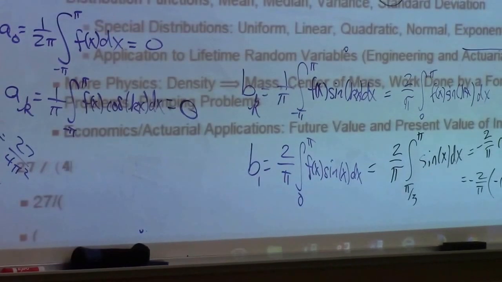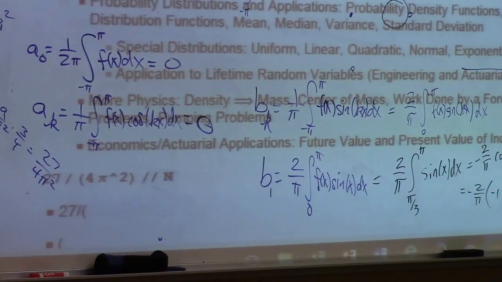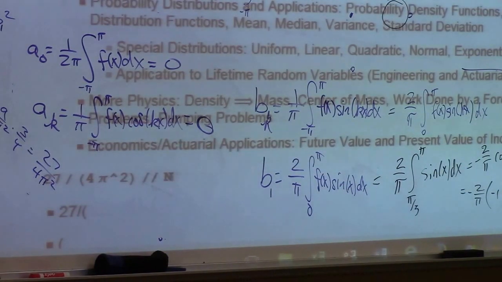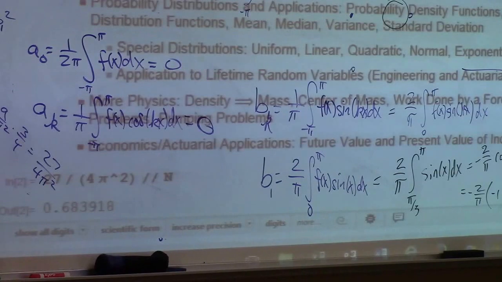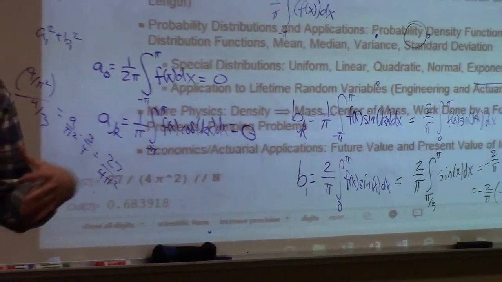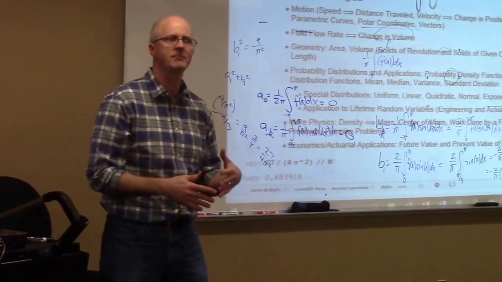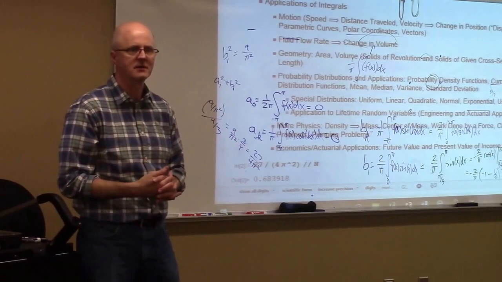(27 over 4 pi squared). I think I got the answer 68% when I did this. So this should be around 0.68. Yeah, 0.6839. So 68% of the energy is coming from sort of this fundamental harmonic, the lowest frequency contribution, essentially.